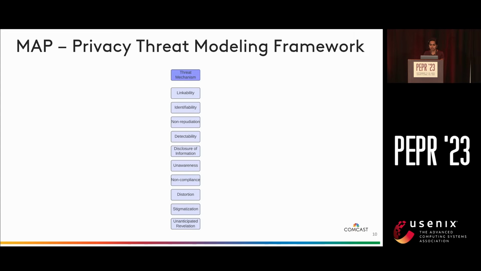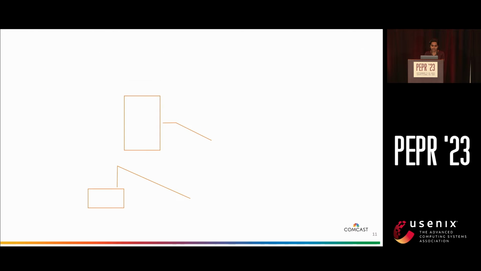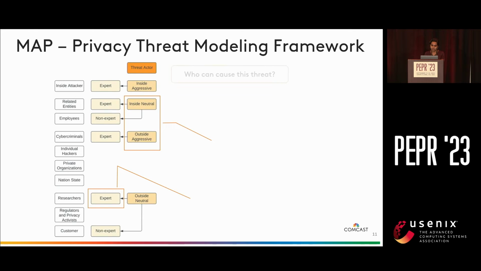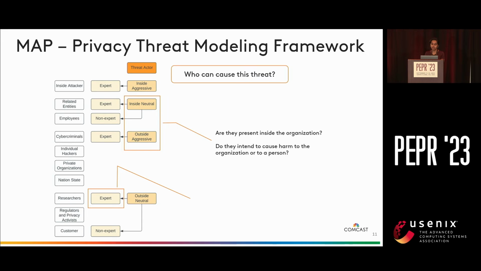So what does the threat modeling framework look like? The first component, which pretty much forms the core of it, is the threat mechanism, which we derive from LINDDUN and PRAM. And we talk about different kinds of threats that can happen: linkability, identifiability, non-repudiation, things like that. And then the second component that we discuss is who can cause this threat. Depending on who the threat actor is, the impact of the threat significantly changes.